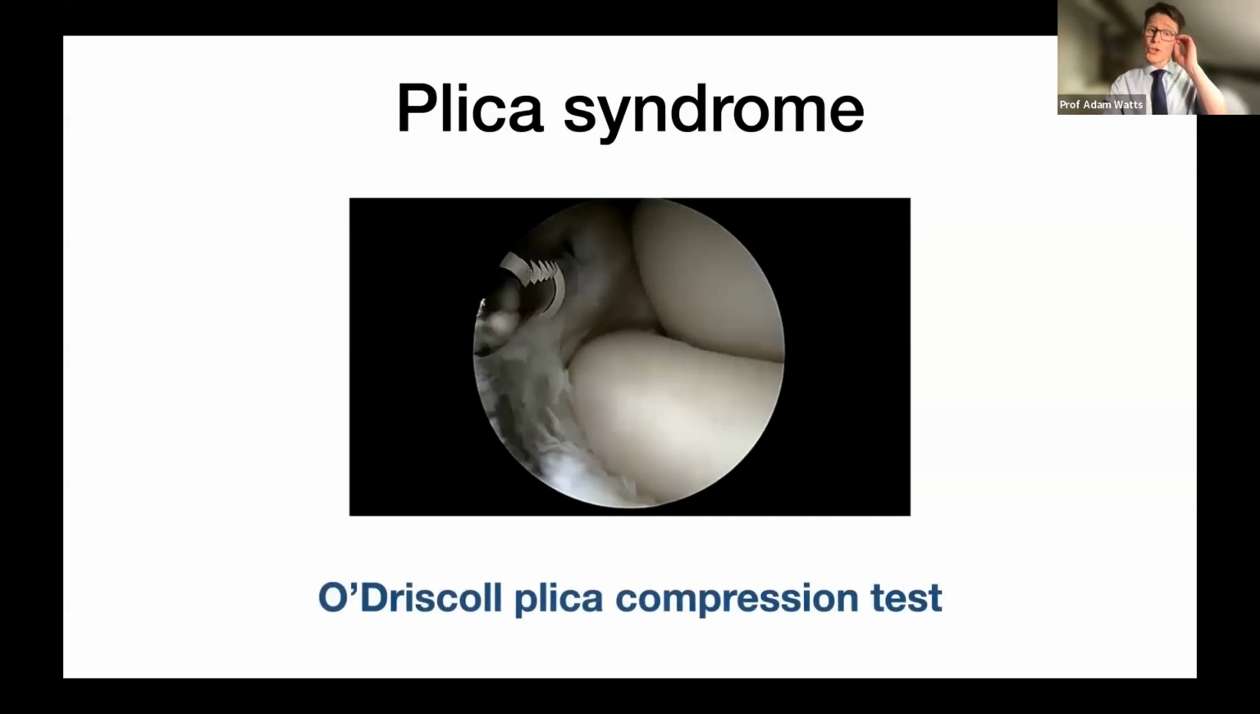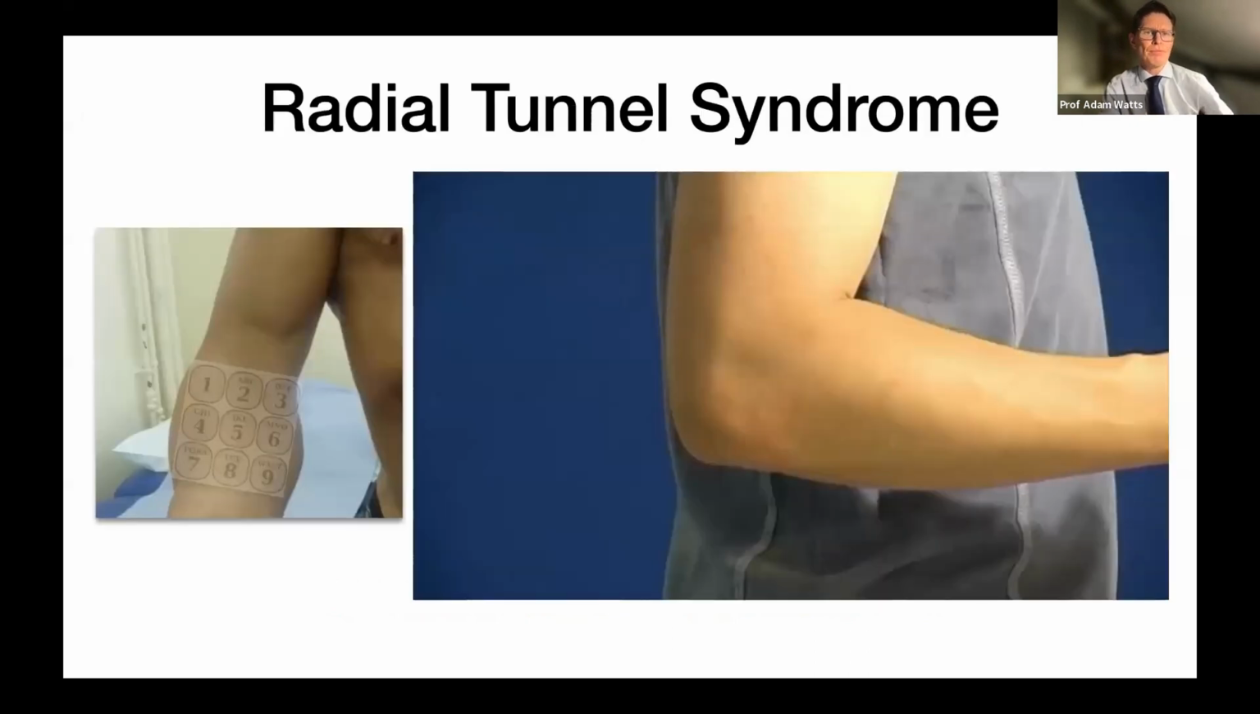Sean O'Driscoll's also described the plica compression test. So this is where you put the forearm in pronation, you apply a valgus force with your finger over the posterior radiocapitellar joint, and you slowly extend the elbow. And if they go, ow, yeah, that's my pain, then that would be strongly suggestive of a posterolateral plica.